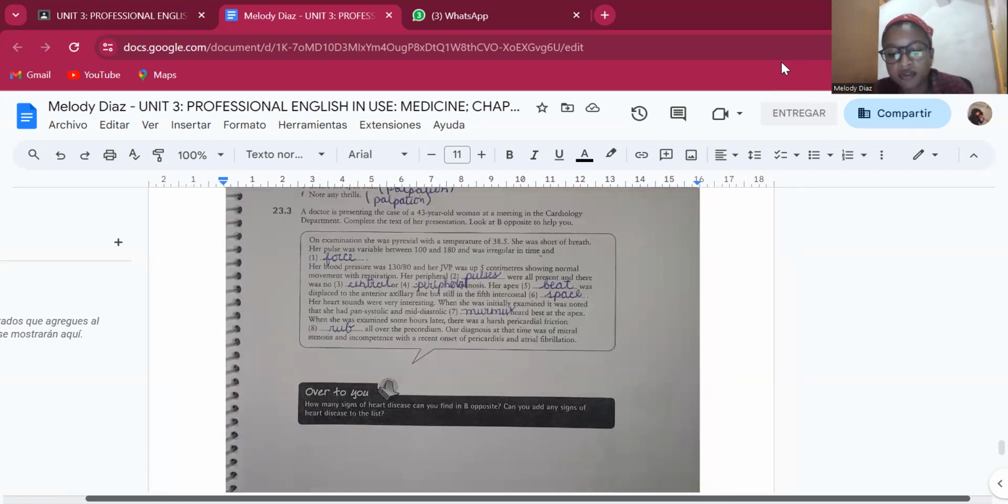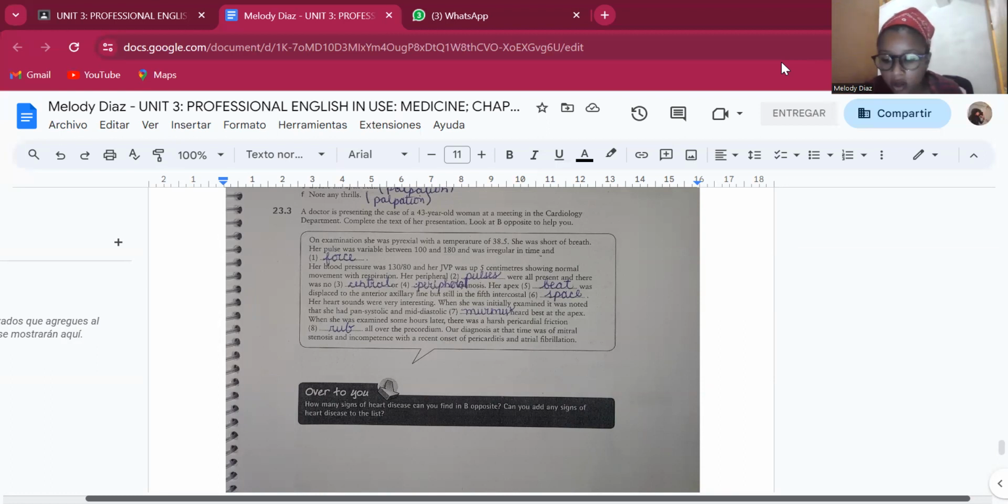A doctor is presenting the case of a 43-year-old woman at a meeting in the cardiology department. Complete the text of her presentation. Look at B opposite to help you. On examination, she was apyrexial with a temperature of 38.5. She was short of breath. Her pulse was variable between 100 and 180 and was irregular in time and force.